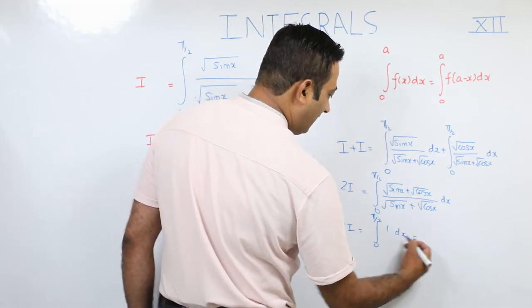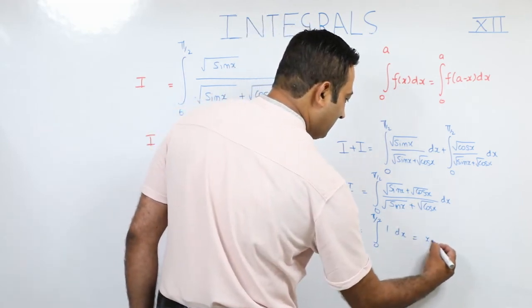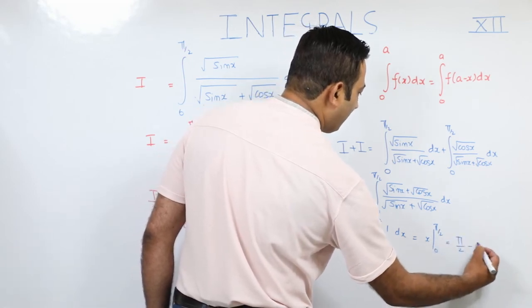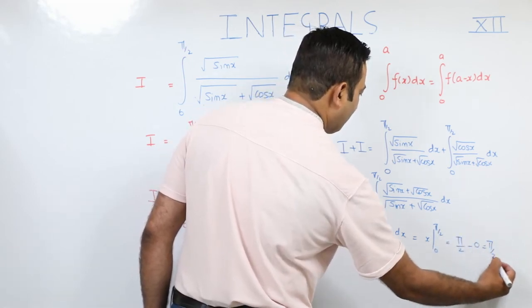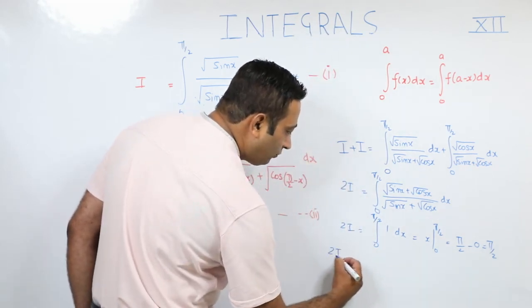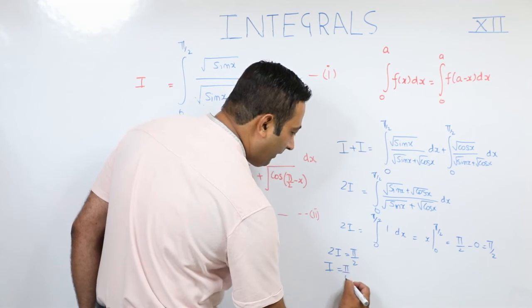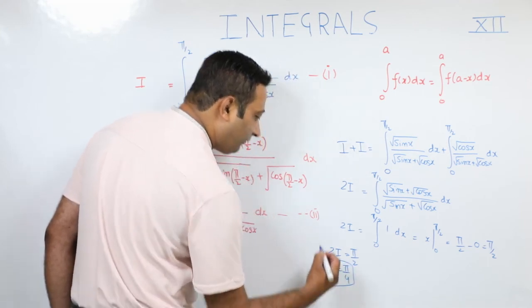So, we know that the integral of 1 is x and the limits are from 0 to pi by 2, which is equal to pi by 2 minus 0 is equal to pi by 2. Now, we have 2I equal to pi by 2, then I will be equal to pi by 4. This is our final answer.